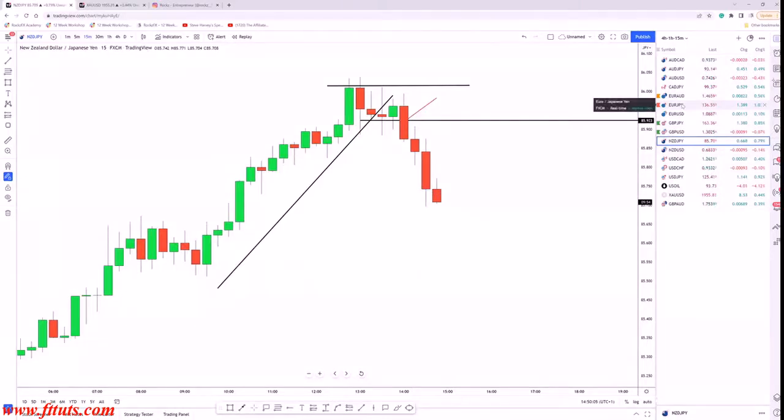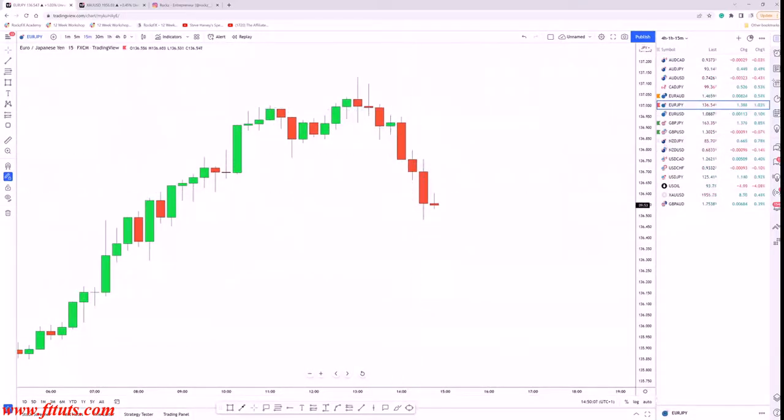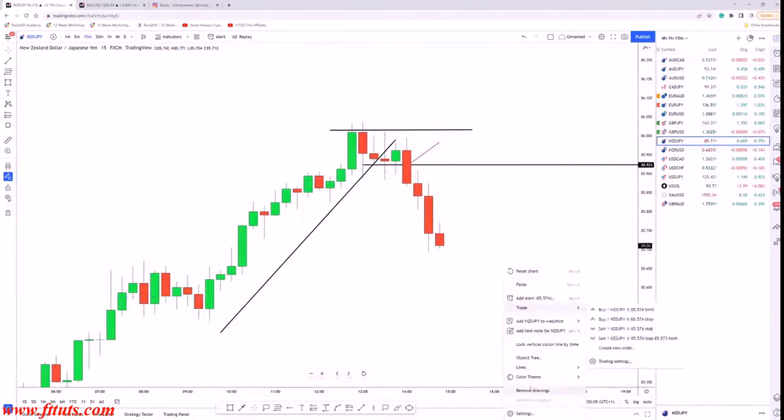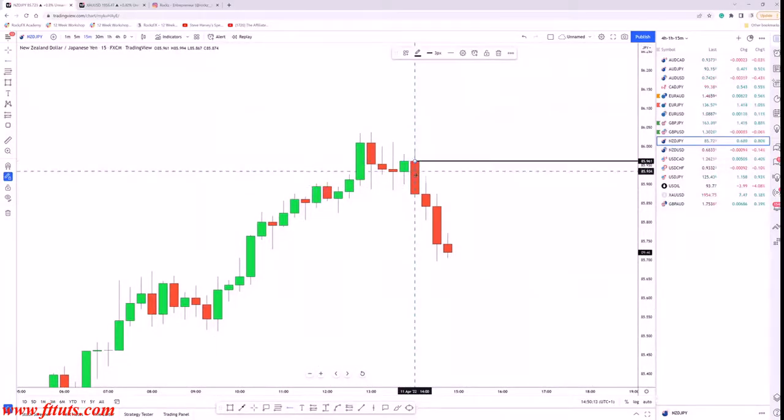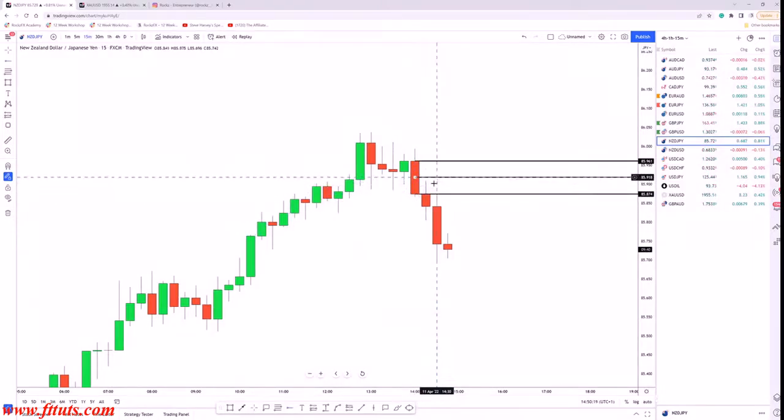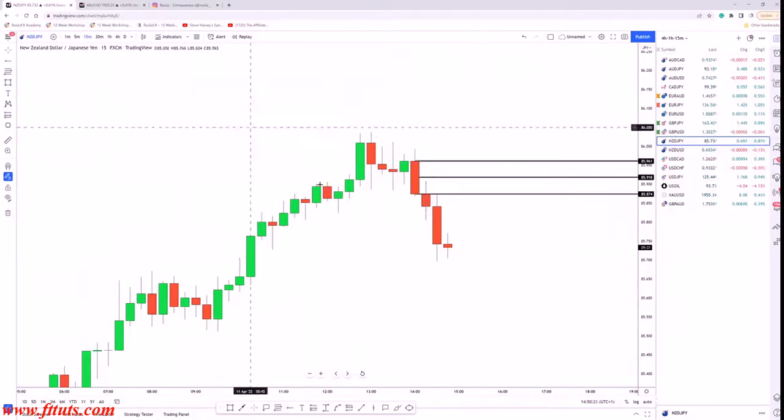Let's take a look at euro yen. Is yen going down? Absolutely, at the same time. So now what do we do here? If price breaks above here, we do not buy. If price trades within this range, it's good for sells. And if price breaks below, that's our breakout. Retest, breakout, void.